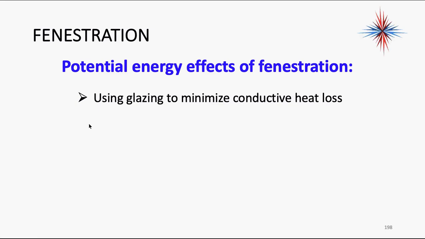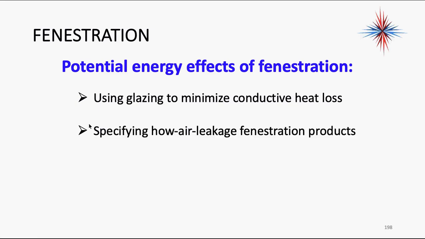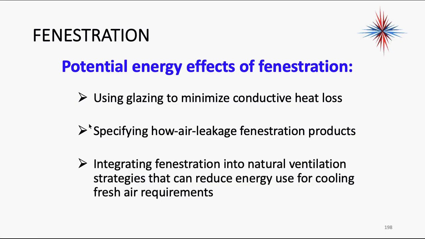You can use glazing. That's just a reflective layer on it to minimize conductive heat losses. We can specify how air leaky fenestration products are, so we can prevent air leaks. Fenestration affects building energy use through 4 basic mechanisms. It affects thermal heat, it affects solar heat gain, it affects air leakage and daylight.